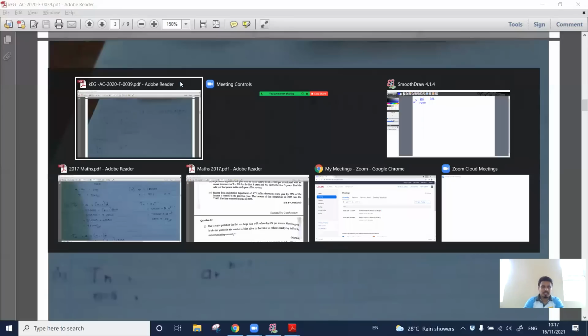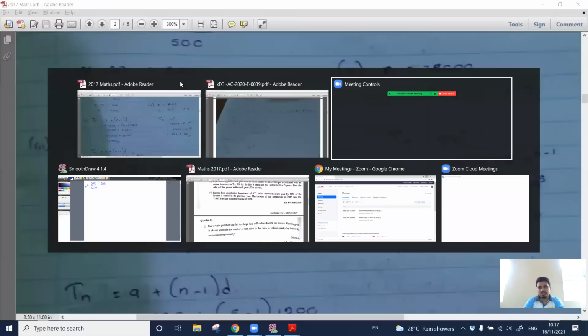Then we need to determine whether we have a common difference or a common ratio. So this time it is a percentage decrease. If there is a percentage increase or a percentage decrease, definitely there should be a common ratio. It should be a geometric progression. Right? So it is a geometric progression.